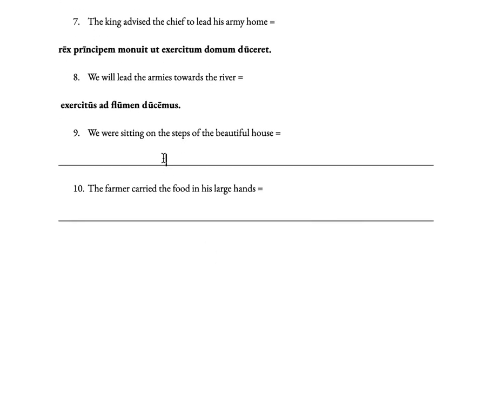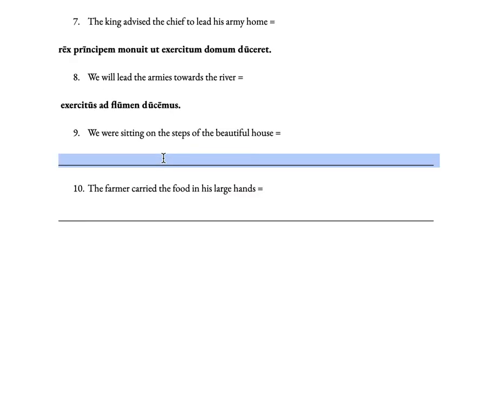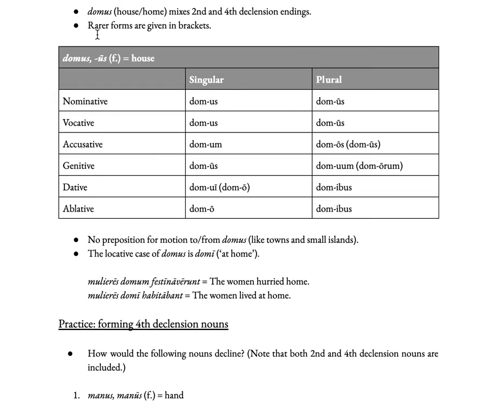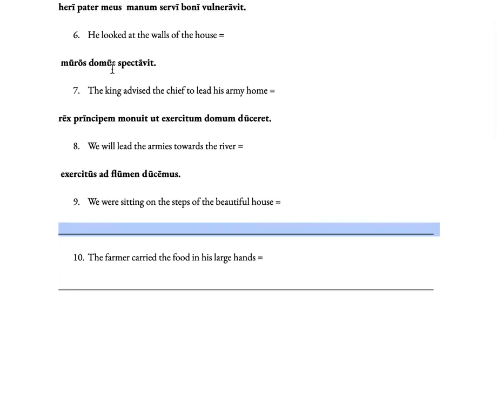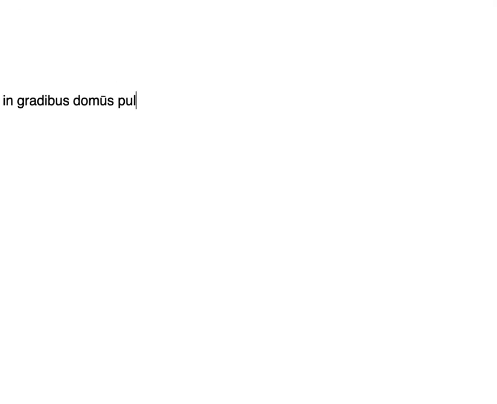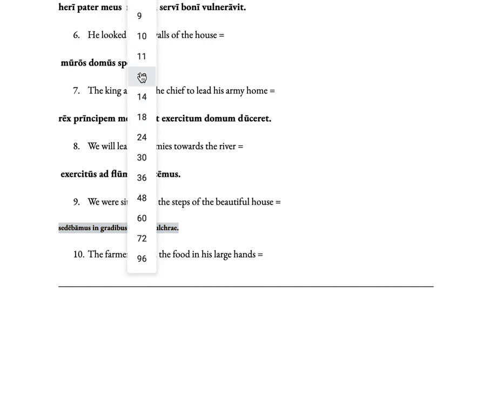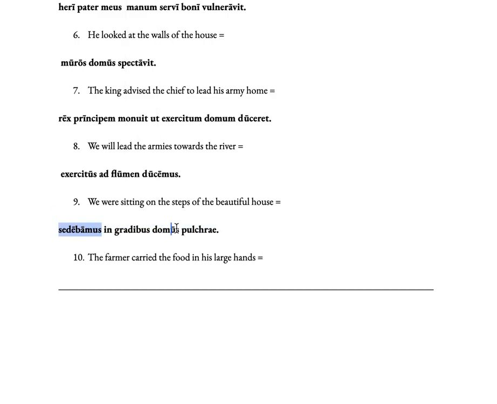Okay, and then we were sitting. Okay, so sedebamus. We were sitting on the steps, in gradibus, of the beautiful house. Okay, so domus. Okay, and then beautiful. Now, for beautiful, we need to know what is the gender of domus. So check back, it's actually feminine, very unusually for this declension. So we need pulchrae, because it has to be feminine, genitive, singular. Okay, and again, let's put that verb sedebamus at the end.